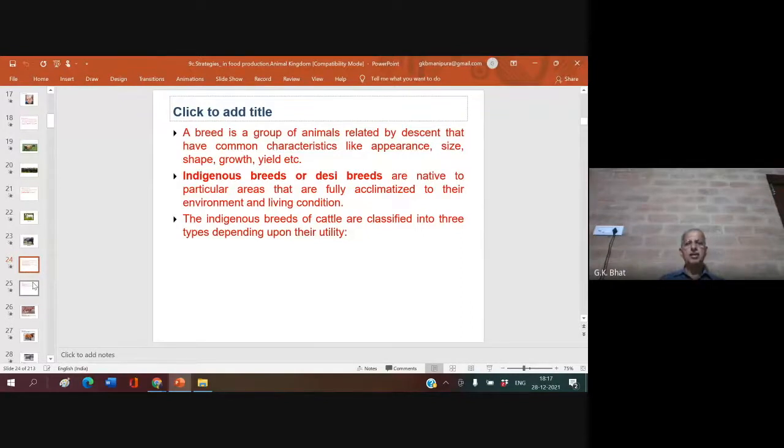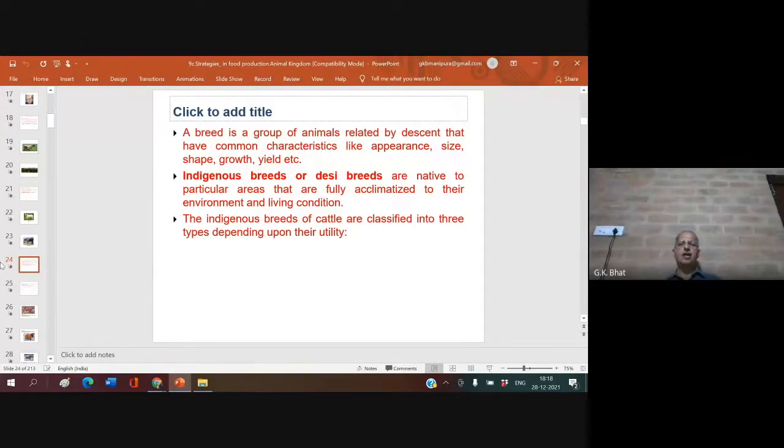So, indigenous breeds or desi breeds are native to a particular area and fully acclimatized to their environment and living conditions. The indigenous breeds of cattle are classified into three types depending upon their utility. In comparison to indigenous breeds, we have some breeds which we get from foreign countries, and they are called exotic breeds. Exotic breeds are the breeds which we get from outside India. So there are two types of breeds in a dairy: one is the desi breed, also called local or indigenous breed, and the other is the exotic breed.